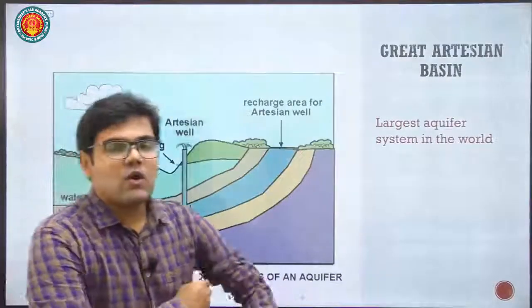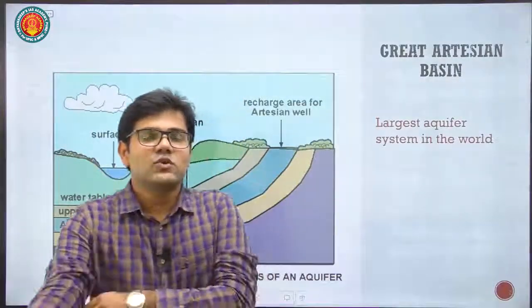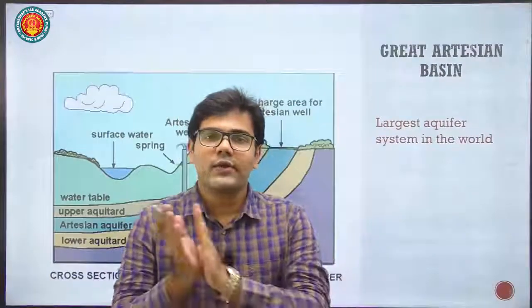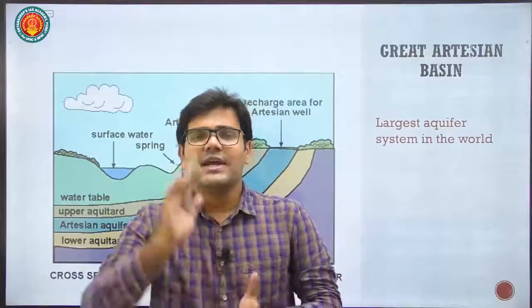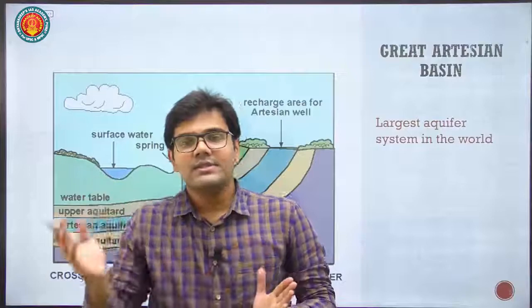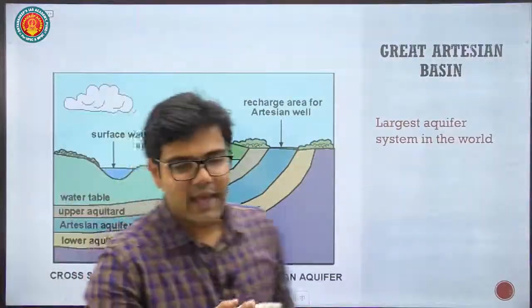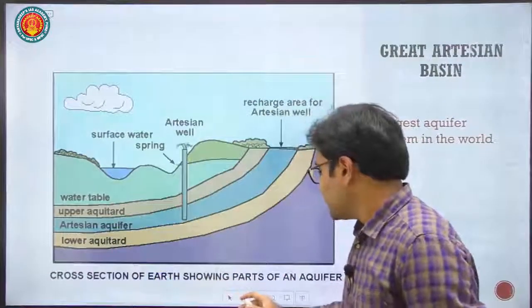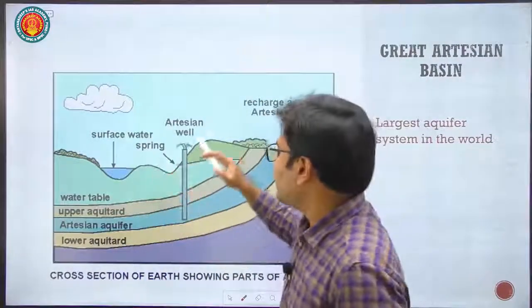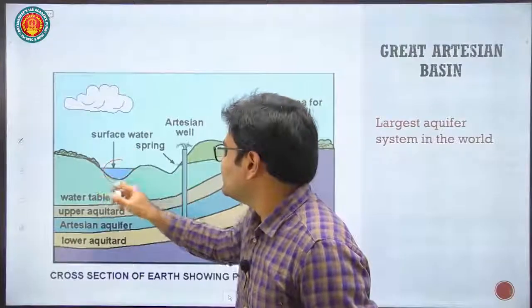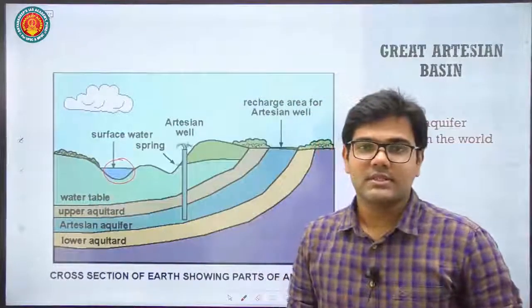Now we will talk about the Great Artesian Basin. So Great Artesian Basin is located to the west of Great Dividing Range. It is a kind of lowland in the eastern part of Australia. What is the Great Artesian Basin? So this is a diagram of an aquifer. What happens here? You can see the surface water in the form of rivers and lakes.